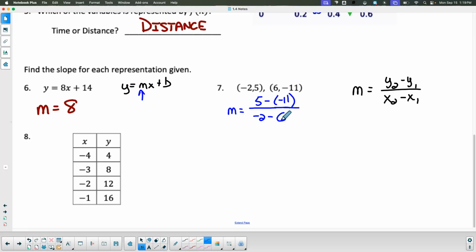5 minus negative 11 is 16. Negative 2 minus 6 is negative 8. 16 divided by negative 8 is negative 2.